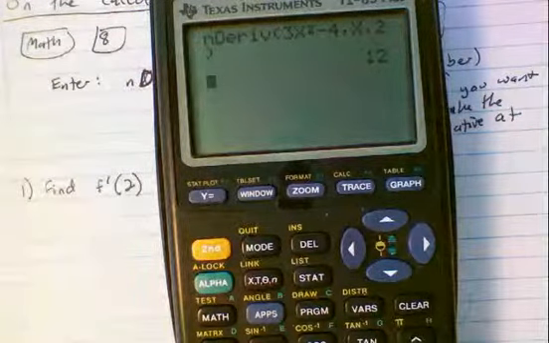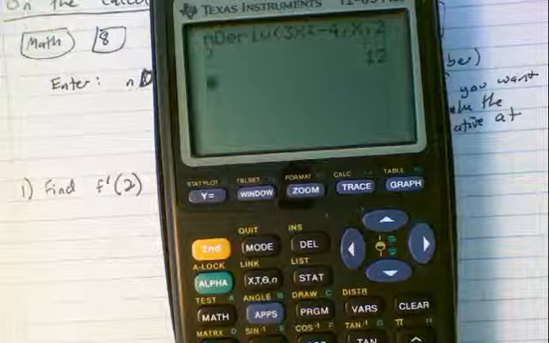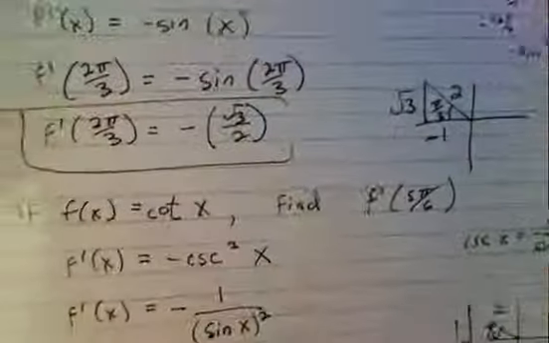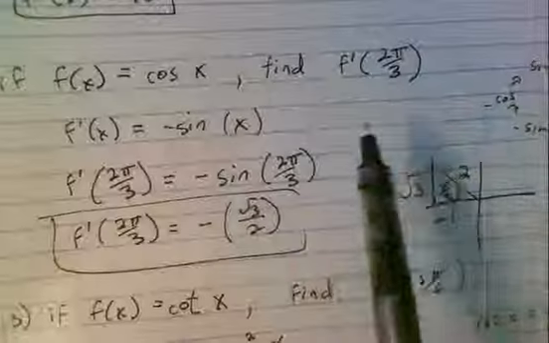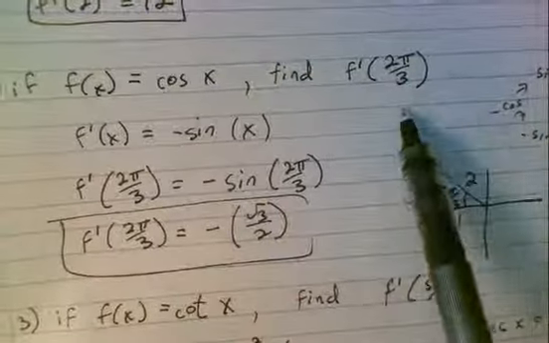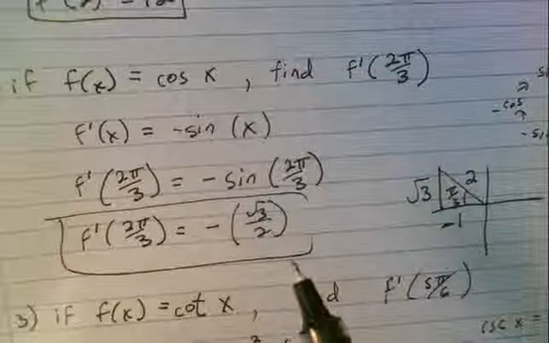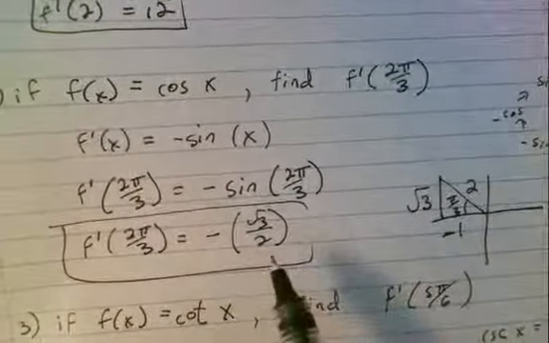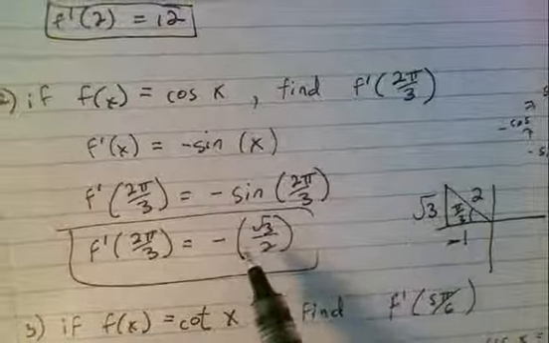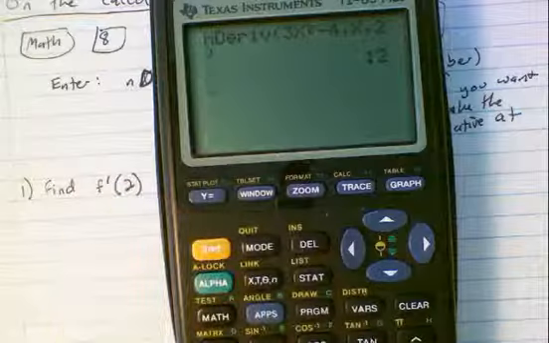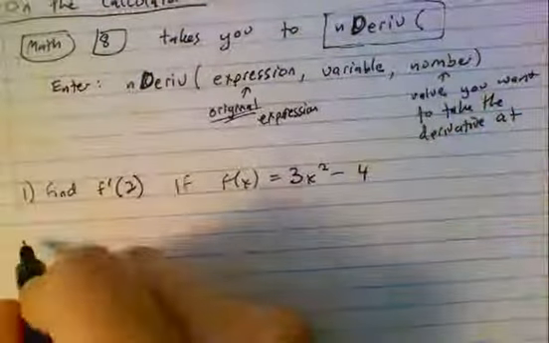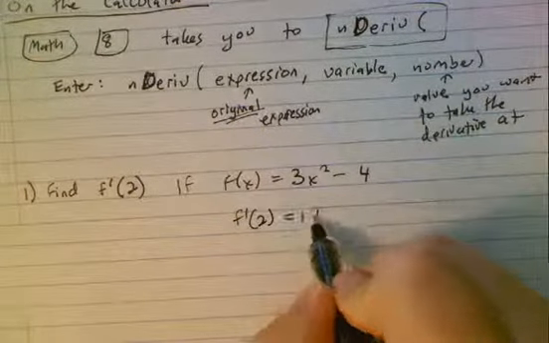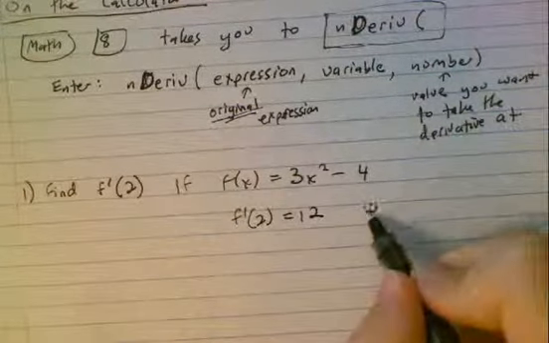The one downside to this, although it's a very powerful tool, is it will only give you answers in decimals. So let's say we wanted to do the second one that we had originally right here, find f prime of 2 pi over 3 when f of x equals cosine x. We can do that, but it's not going to give us the same answer. It's going to give us a decimal. We just have to check and make sure that that decimal is the same as this number here. So let's do that second one. Oh, here's our answer. f prime of 2 equals 12. Yay!